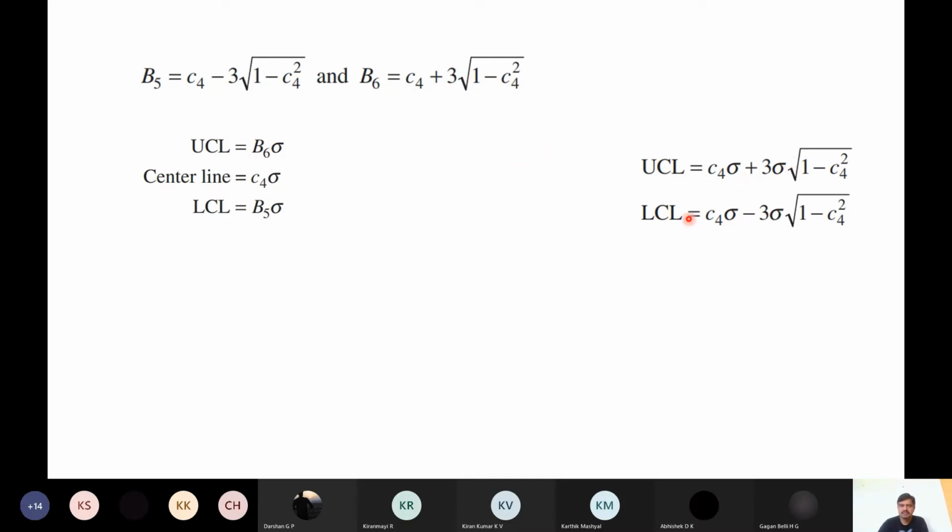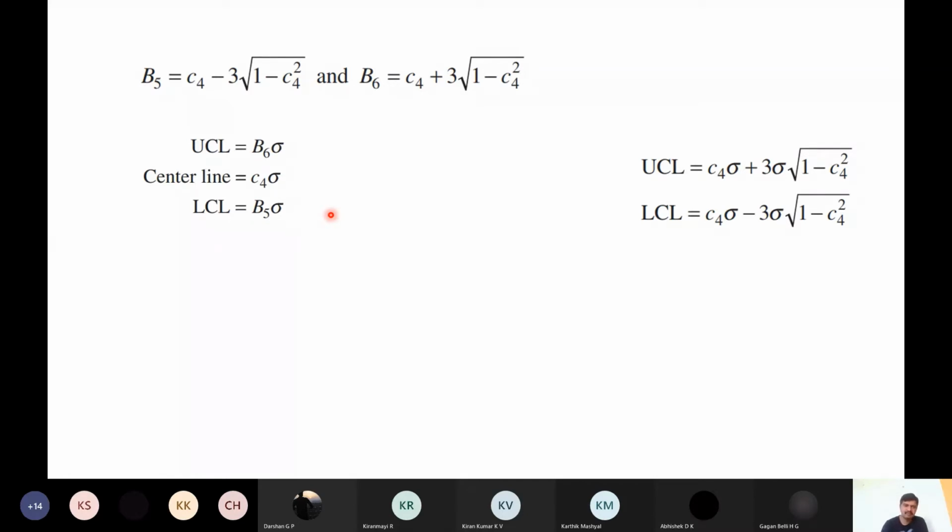So same equation you can reduce it, so the upper control limit will be B6 sigma, the central line will be C4 sigma, and the lower control limit will be B5 sigma. Okay, so these are the control limits, and this is applicable only when you know the value of sigma. But in most of the problems, you don't know this value of sigma. So these are not useful from the point of view of this course.